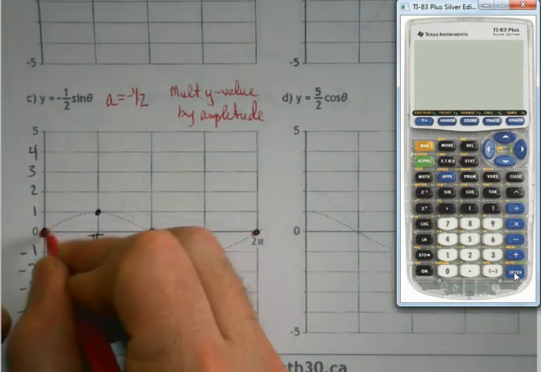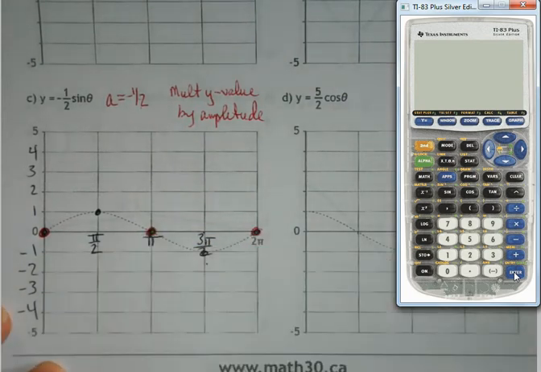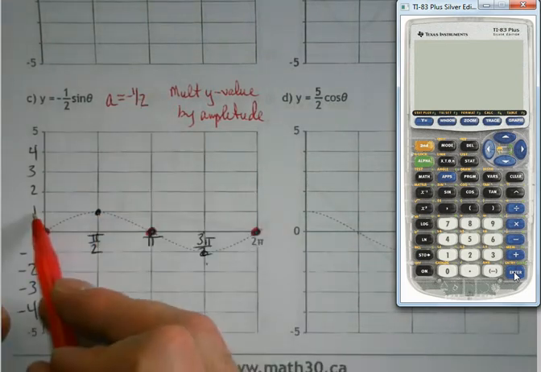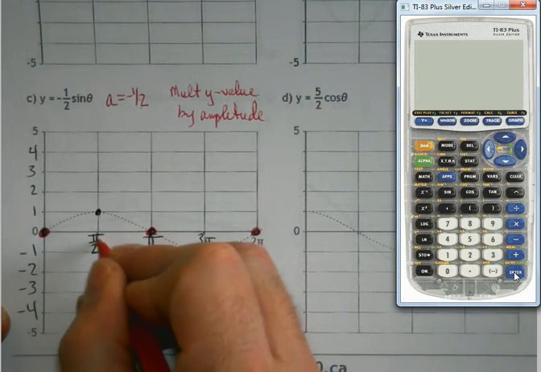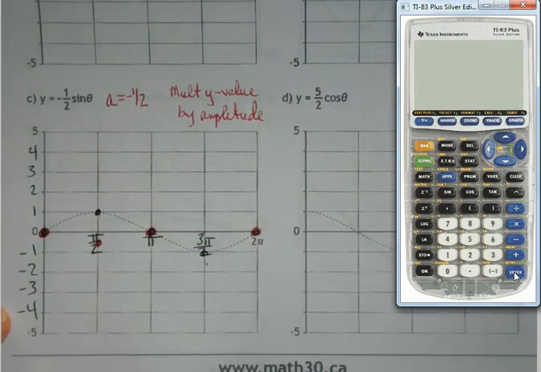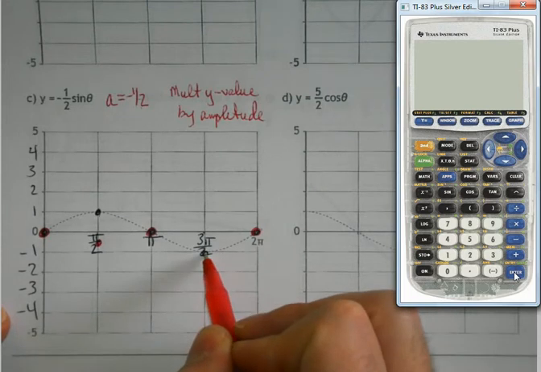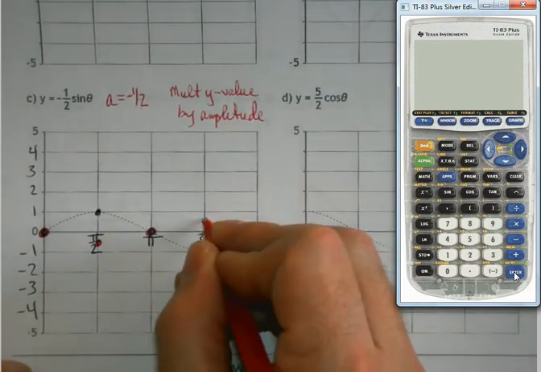A little harder to see. Let's see if I can make them a little bigger so you can tell I'm getting my red ones here. So for the other ones, I just multiply whatever the y value is by negative 1/2. So 1 times negative 1/2 is negative 1/2. That's where my new dot's going to be. Here, negative 1, my y value, times negative 1/2 is positive 1/2.